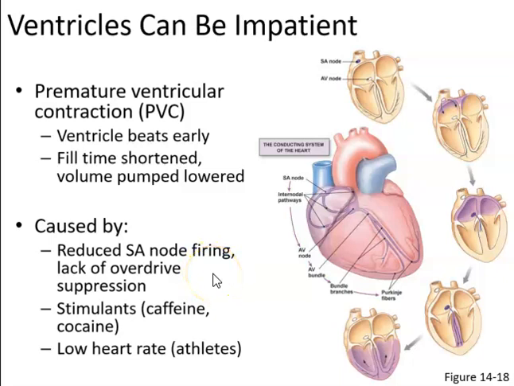Now, this can be caused by the intake of certain stimulants such as caffeine or cocaine. Also, a lowered heart rate. Usually athletes are able to decrease their heart rate because they're able to pump their blood more efficiently. However, this can also cause premature ventricular contractions, or PVCs.